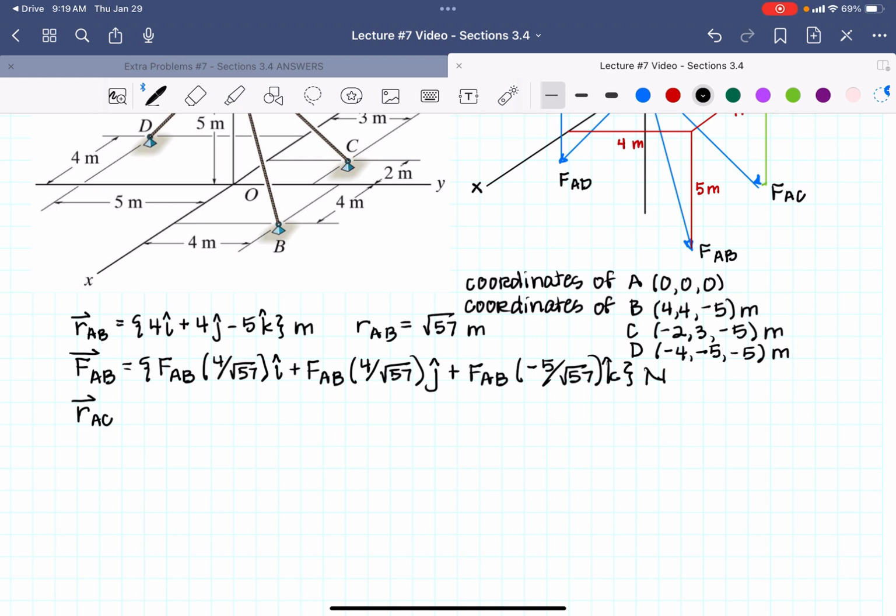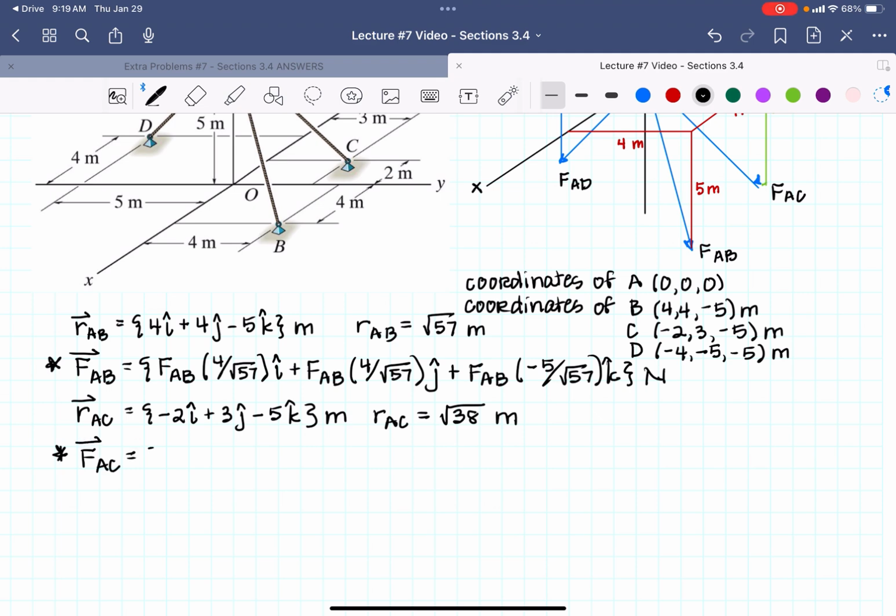So the position vector from A to C is going to be negative 2i hat plus 3j hat minus 5k hat. When I put all those in, I get that RAC is going to be the square root of 38 meters. I'm leaving it like this so I don't have to keep track of all the decimals. I am going to put a little star next to our equations so we can find our force equations a little easier with all we have written down.